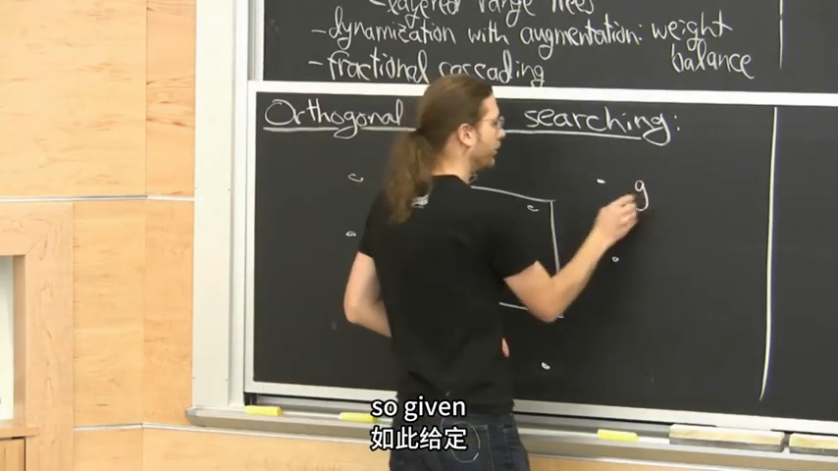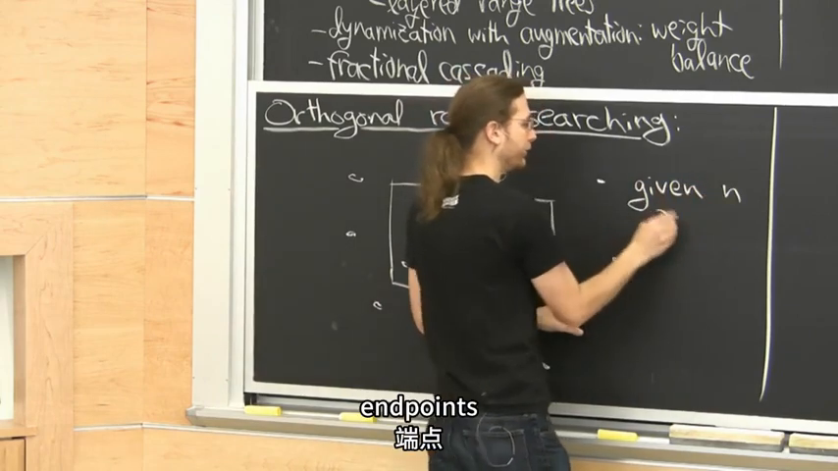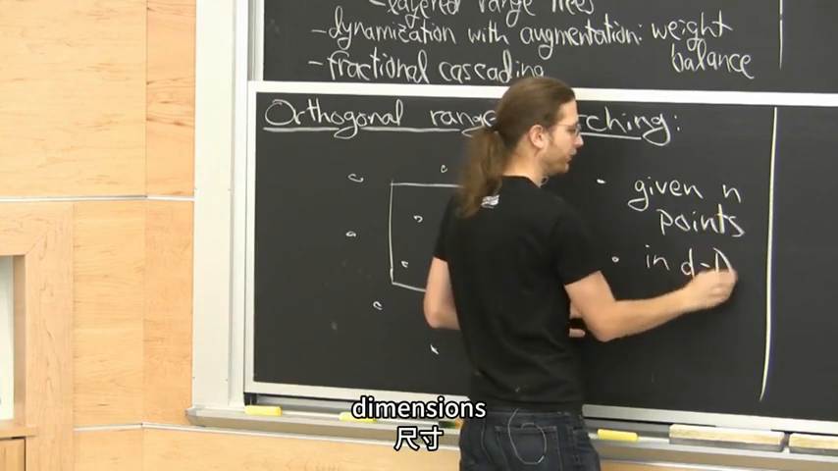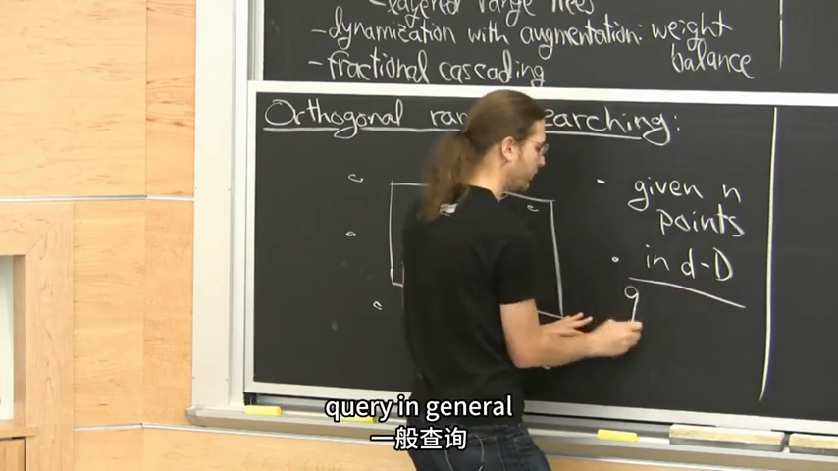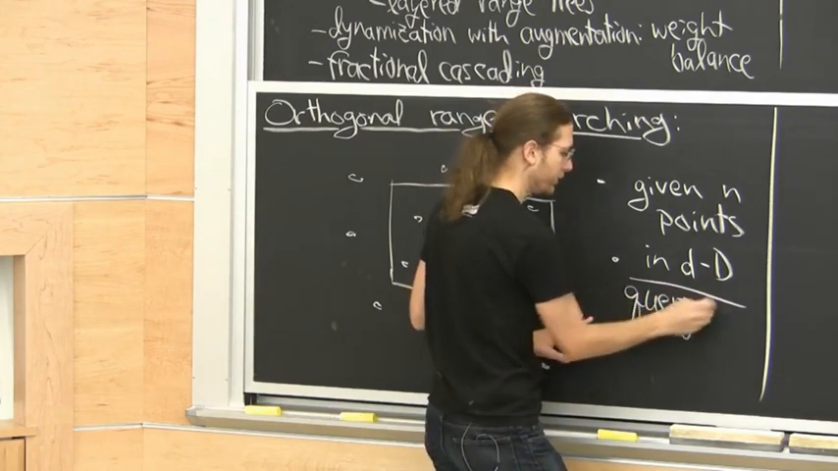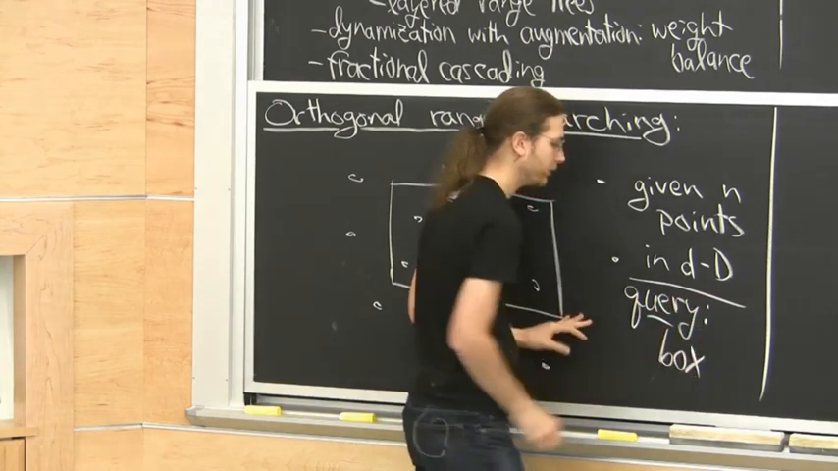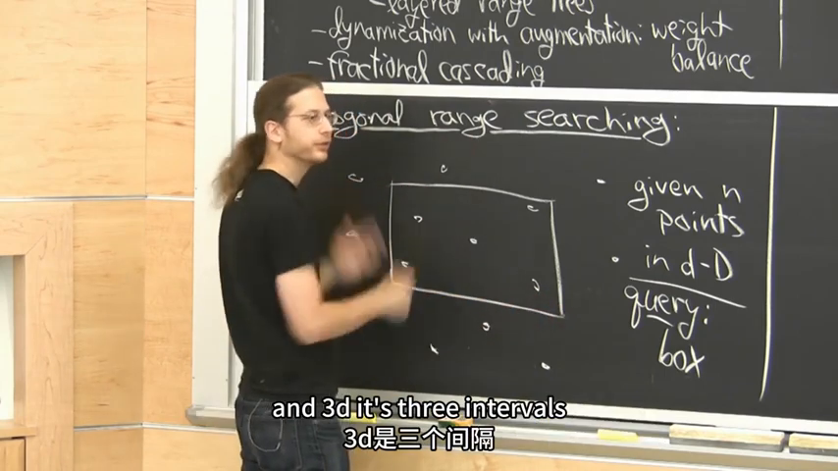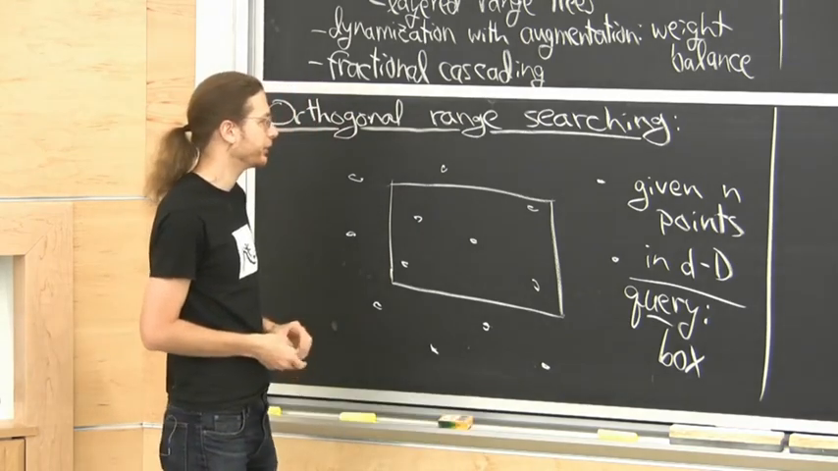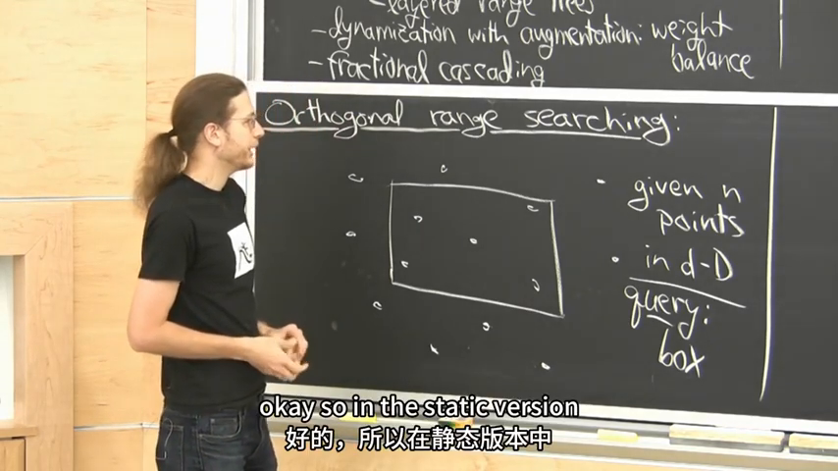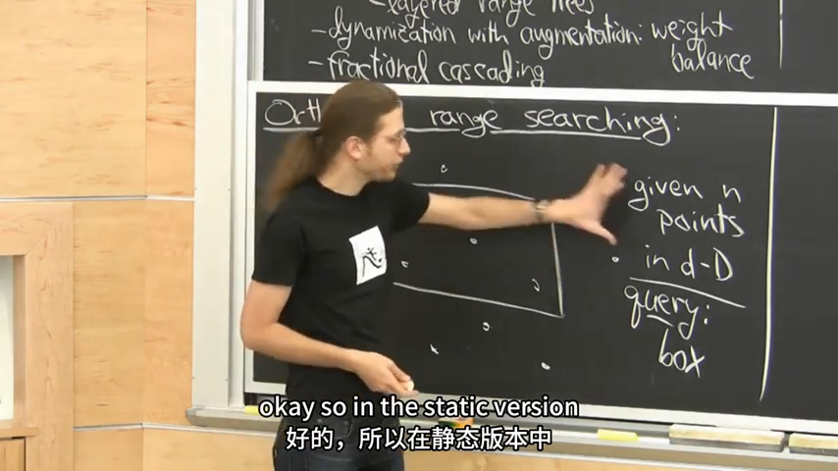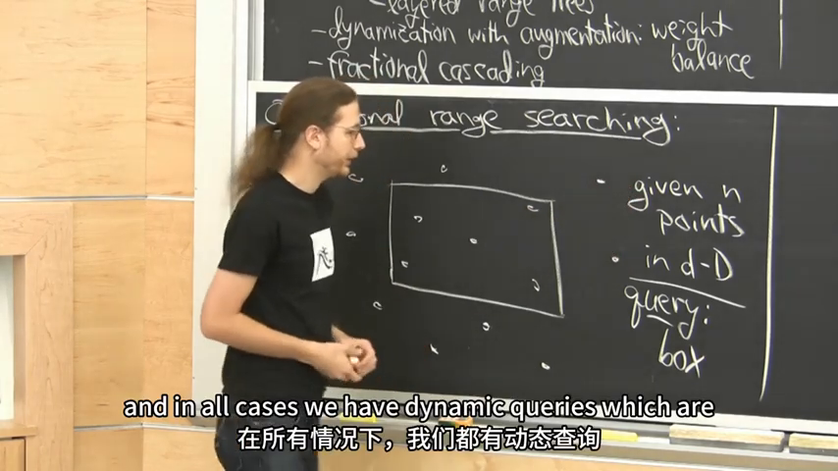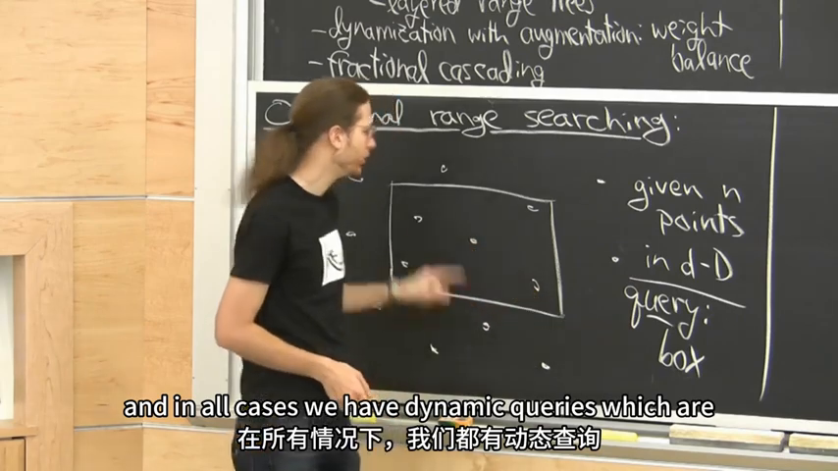So given n points in d dimensions, query in general is going to be a box. So in 2D it's an interval cross an interval. In 3D it's 3 intervals cross product together. Okay, so in the static version you get to pre-process the points. In the dynamic version the points are being added and deleted. And in all cases we have dynamic queries, which are what are the points in the box.